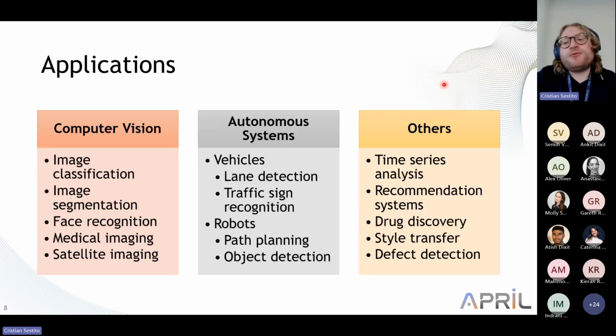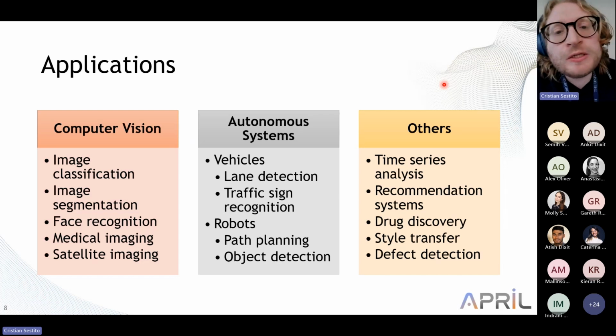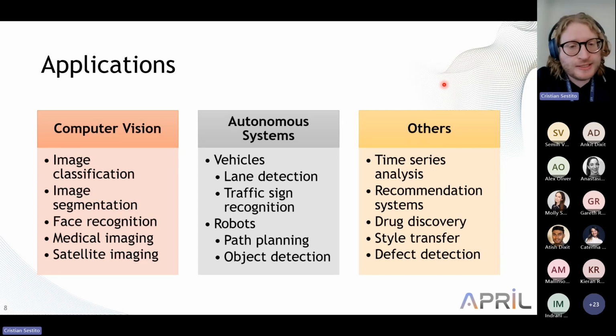So, convolutional neural networks find wide applicability in many fields. In this slide, I've just collected very few insights about three major areas: computer vision, autonomous systems, and other stuff. In computer vision, we have image classification, image segmentation, which is basically pixel-level classification, so we label each pixel of an image with a specific class. Face recognition, medical imaging, and satellite imaging.